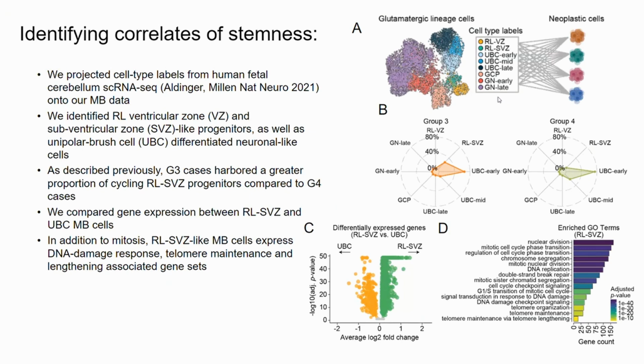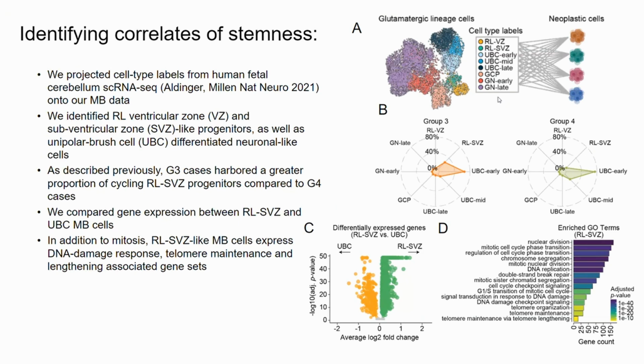So here is a summary of our first pass analysis of the single-cell RNA sequencing data. The first thing we did was to compare our medulloblastoma RNA sequencing to single-cell RNA sequencing of human fetal cerebellum produced from the Millen lab, recently published in 2021. We projected cell type labels from those developmental data onto our medulloblastoma neoplastic cells and identified both stem-like cells and more differentiated neuronal-like cells. So rhombic lip progenitors. The rhombic lip has two zones, the ventricular and subventricular zones.